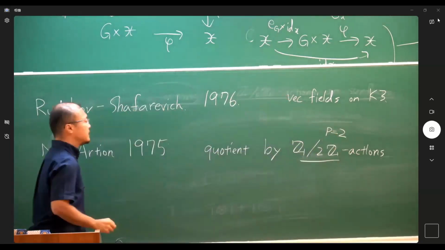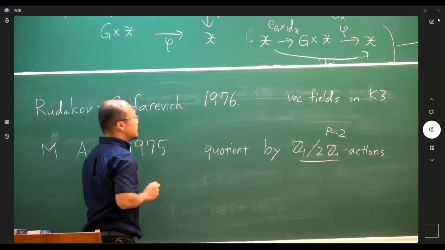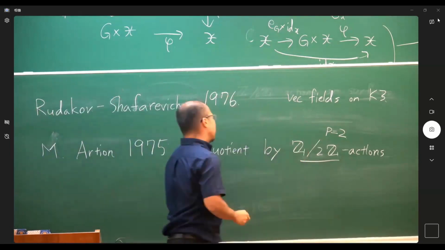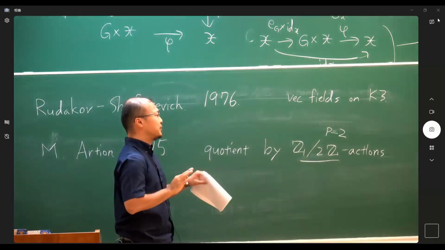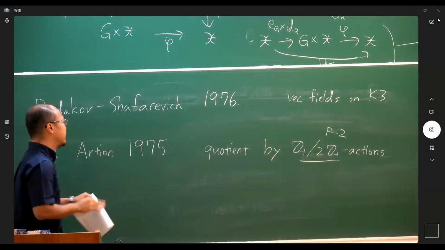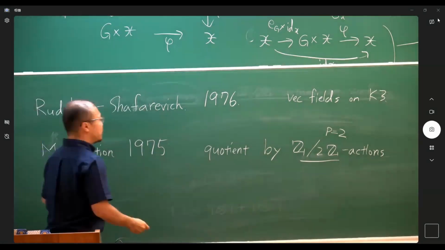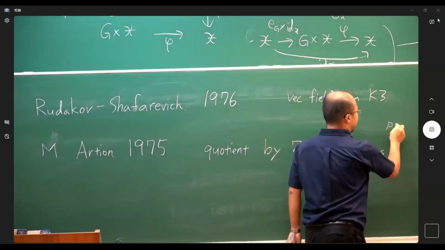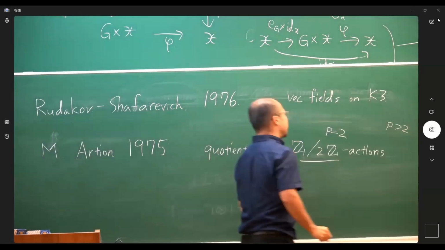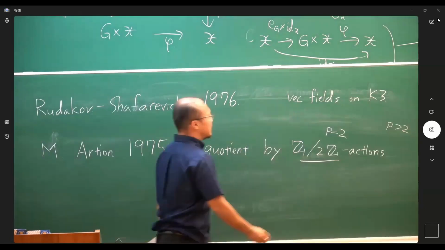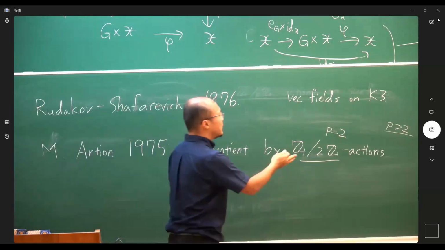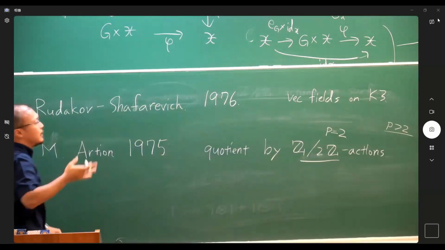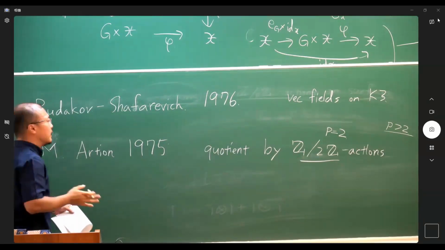Except in this exceptional characteristic, if this is characteristic 2 singularity, it is written very explicitly. But if p is greater than 2, it is very difficult. The invariant ring is not obtained in an explicit way.